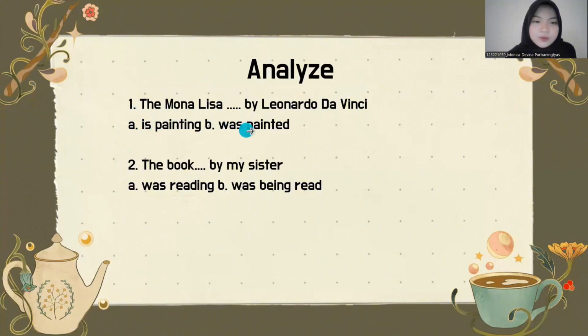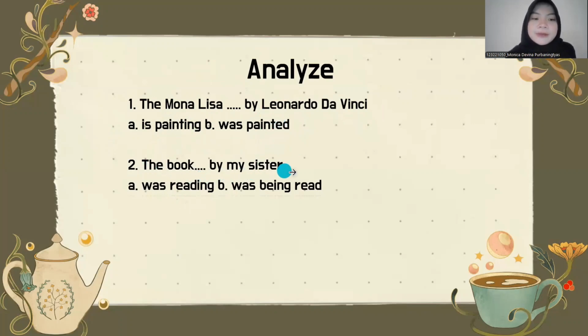Is it painting or was painted? Can you answer this? Yes, the right answer is was painted. Why? Because you have to remember that the passive voice always uses verb three or past participle. So the right answer is was painted.